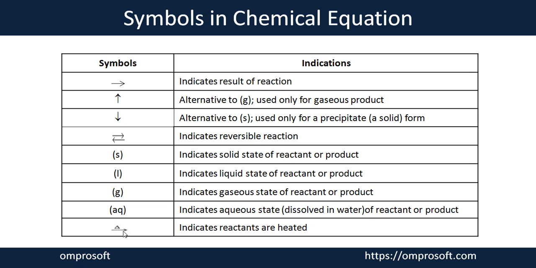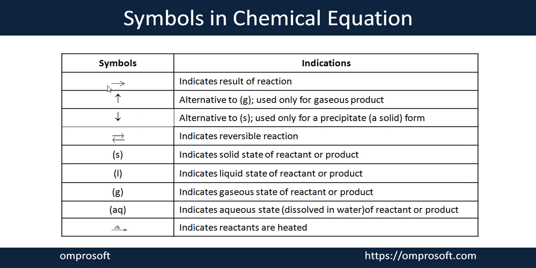And if you see a triangle upon the arrow, which shows the complete result of the reaction, this triangle shows the reactants need heat. Meaning we heat the reactant, then it is allowed to convert into product. So these are some symbols you can see in many reactions which have some meaning.